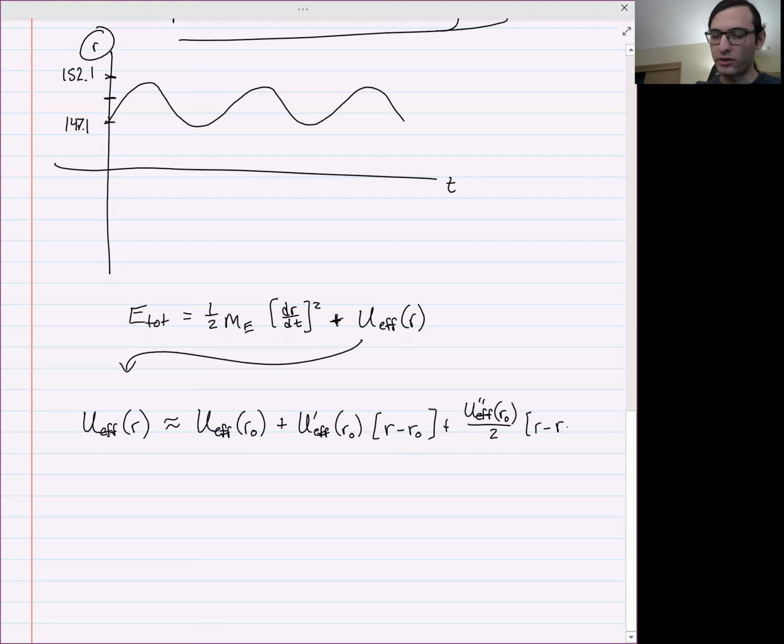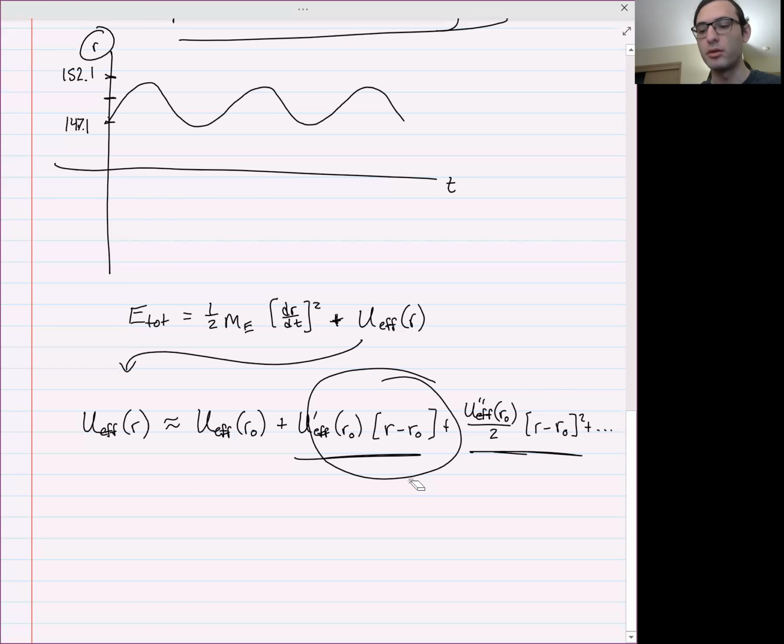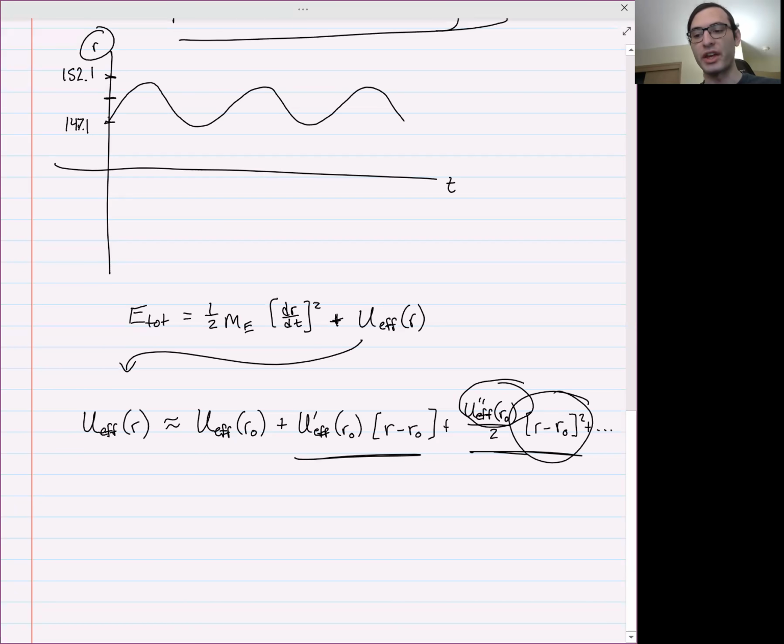times R minus R naught squared. And we could keep higher terms, but as long as one of these two terms is not 0, then we'll be good, and we need not worry about the higher terms. In fact, we would hope that this term is 0, and then the second derivative of the effective potential at R naught should be the effective spring constant, because we already see that it is multiplied by a quadratic thing, and it's divided by 2. Now let's check that.